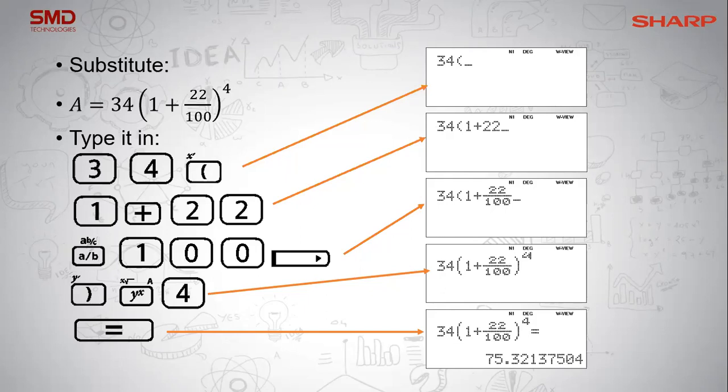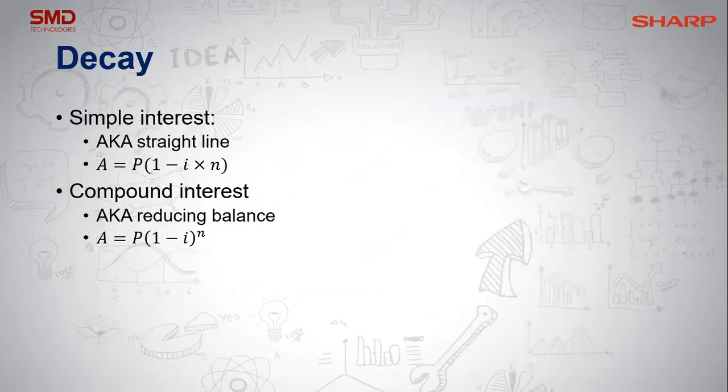So here we would round it off to 75 bacterial cells. Okay. Now, if we look at decay, decay is exactly the same as your simple and compound interest, except it is negative instead of positive. So with simple interest, it's called a straight line. And if you think about simple interest, that's exactly what it is. It's a straight line decreasing.